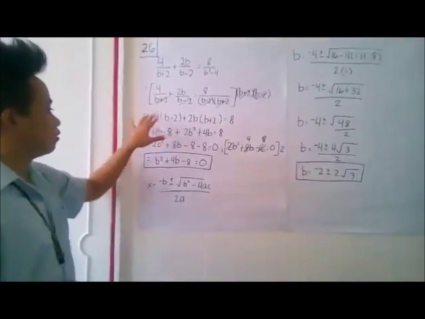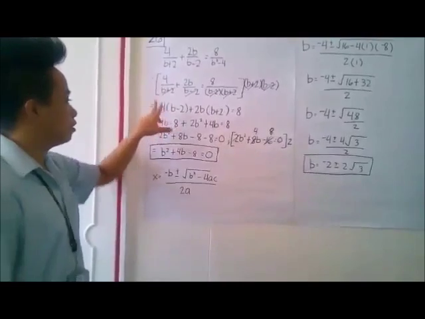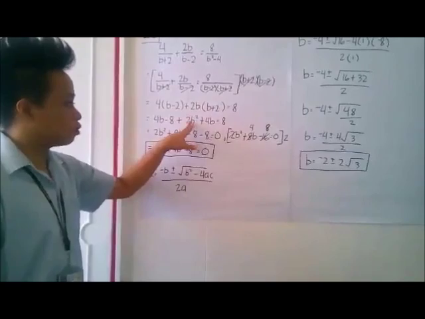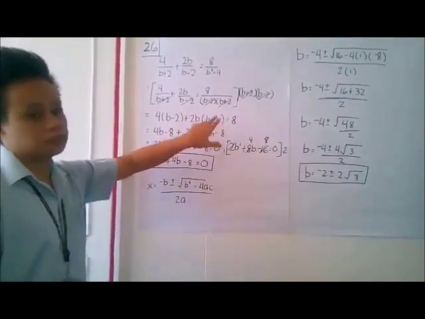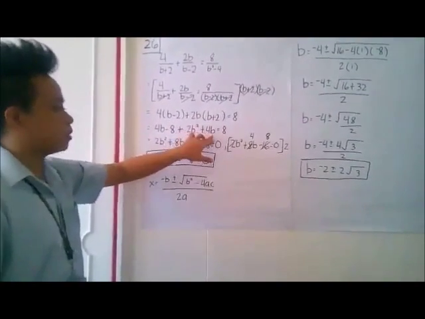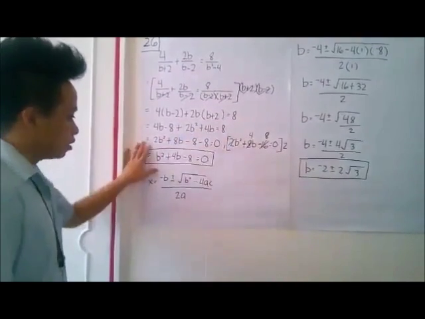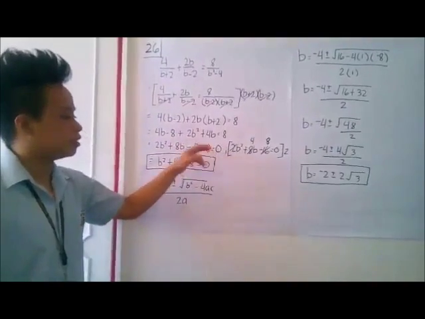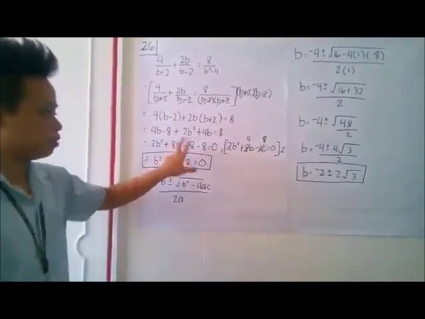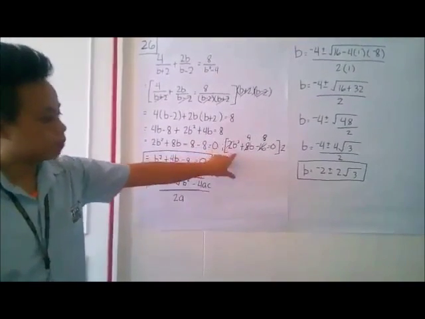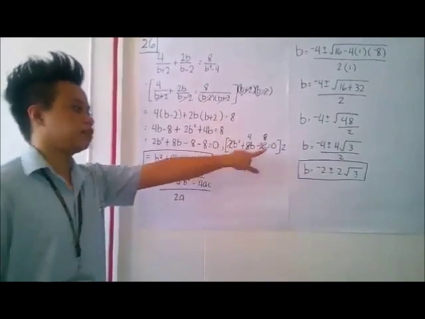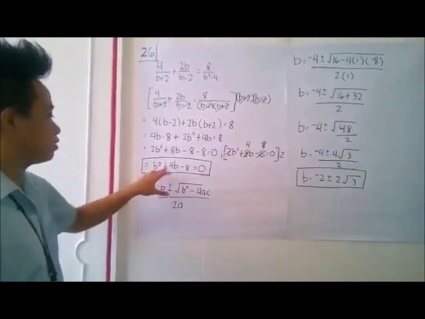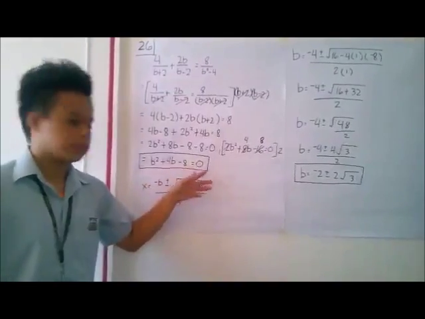So 4 times b, 4b, 4 times -2, -8 plus 2b times b equal to 2b squared. 2b times 2 equal to 4b and is equal to 8. So 2b squared plus 8b minus 8 minus 8 is equal to 0. So 2b squared plus 8b minus 16 is equal to 0. Then divide it by 2. So b squared plus 4b minus 8 is equal to 0.